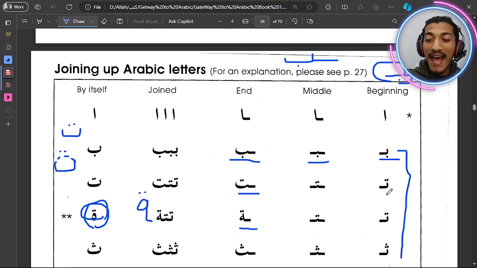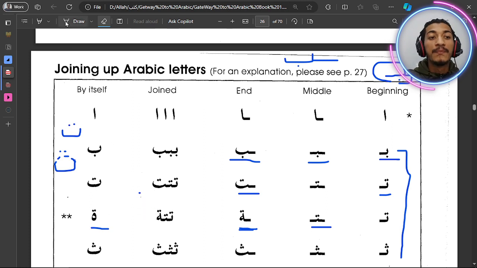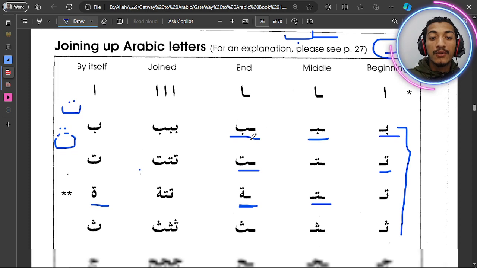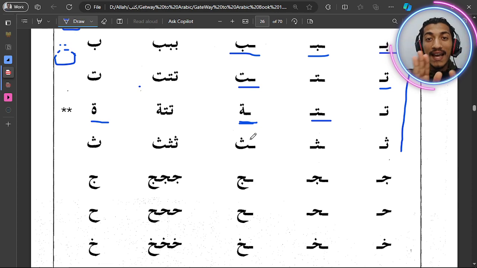Now this is ta, and this is ta in the middle, and this is ta at the end of the word, whether it's connected or not, by this shape. Okay, I hope that you get it. This is ta marbuta, the first new shape for us in this class. Now let's go to, as we said, ba, ta, tha are the same as ba.